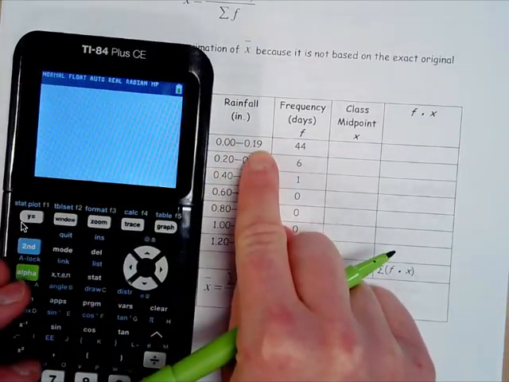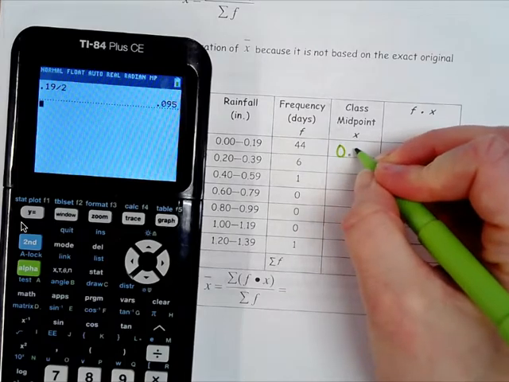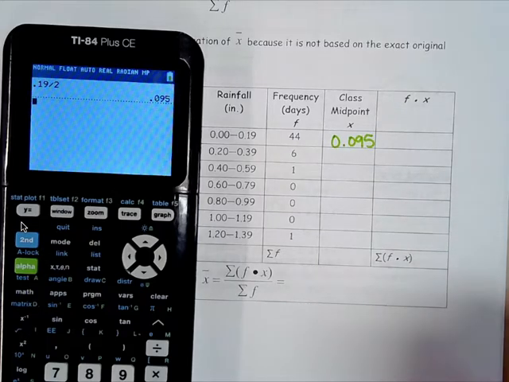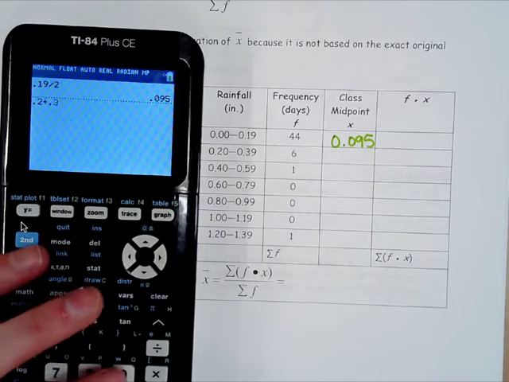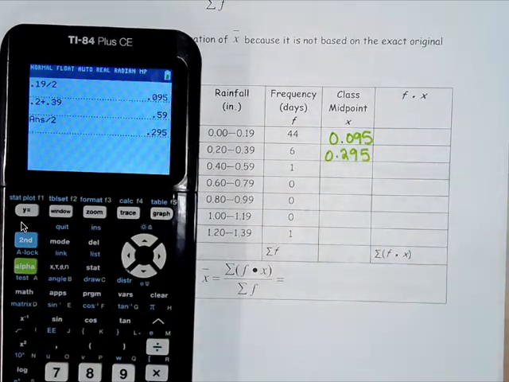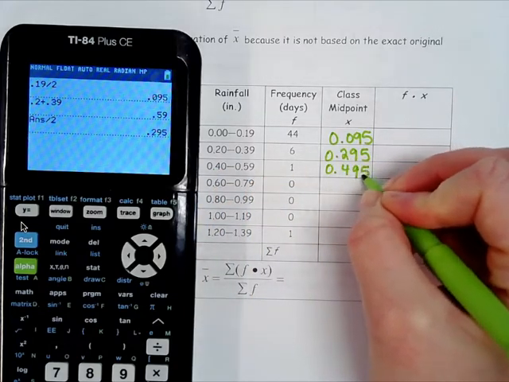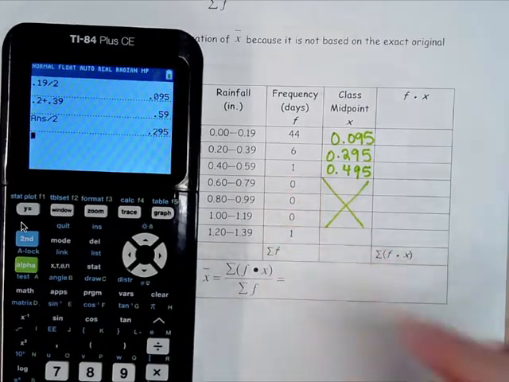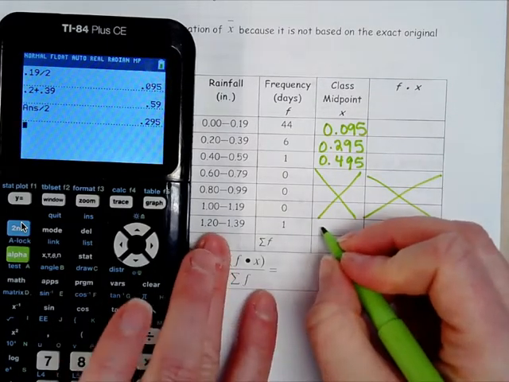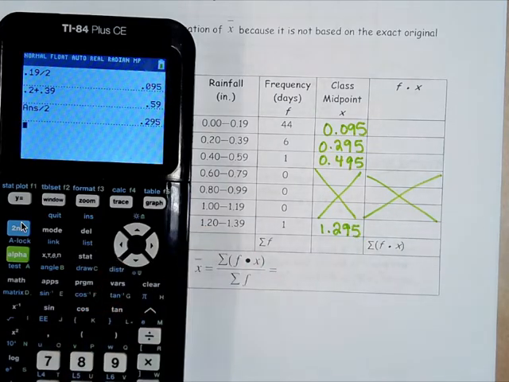All right, so let's find the class midpoint. It's midway between here, so halfway is right there. You would add them up: 0.2 plus 0.39, divide by 2, 0.295. Halfway between those would be 0.495. We don't really care about those because the frequencies are 0, so that gives us no information. Halfway between here would be 1.295. So those are your class midpoints.